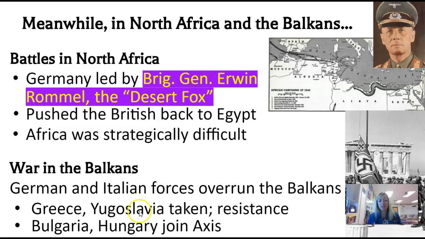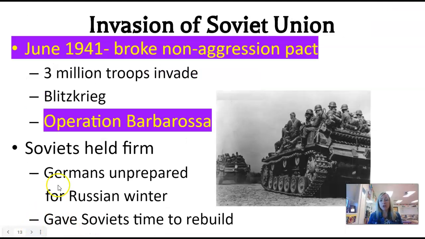There are some heavy resistance areas, so this is a very famous photo. Again, the Nazi flag being raised over the Acropolis of Athens. Later, resistance fighters will actually remove this flag, sort of symbolically trying to fight back, but ultimately they never gain independence. Bulgaria and Hungary at this point will join the Axis powers, right? So the last thing to talk about is, what does Hitler do then? So he's pretty much taken over all of Europe. The Axis powers are in control of Northern Europe, Northwestern Europe, Western Europe, North Africa, the Balkans, right?